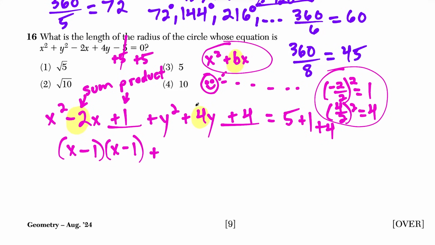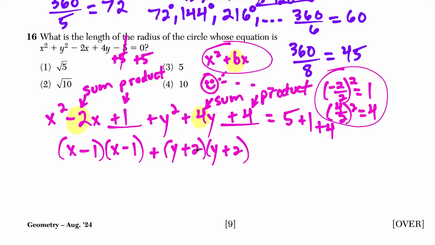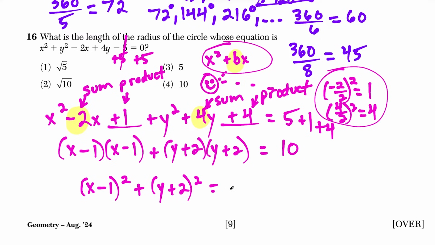And now over here, we're looking for 2 numbers that have a sum of 4. And the 2 numbers also have to have a product of 4. And when we think about this, we're going to have 2 and 2. So for this part here, we're going to have y plus 2 times y plus 2. And this works, once again, because 2 plus 2 is 4, and 2 times 2 is 4. And on the right side, we have 5 plus 1 plus 4, which is equal to 10. So now we could package this up. This is going to work out to x minus 1 squared, because we're multiplying matching binomials, plus y plus 2 squared, and this is all equal to 10.